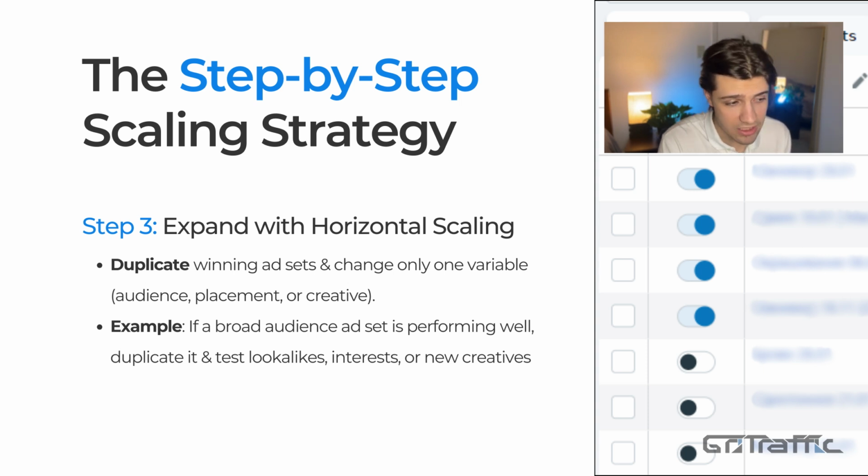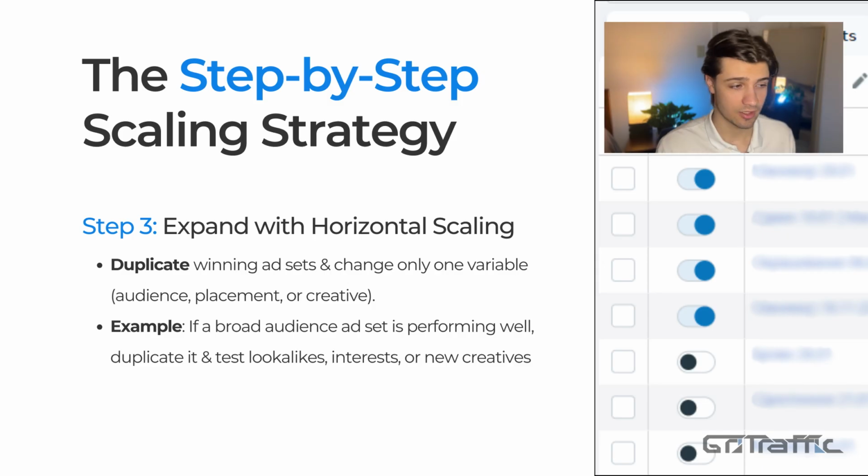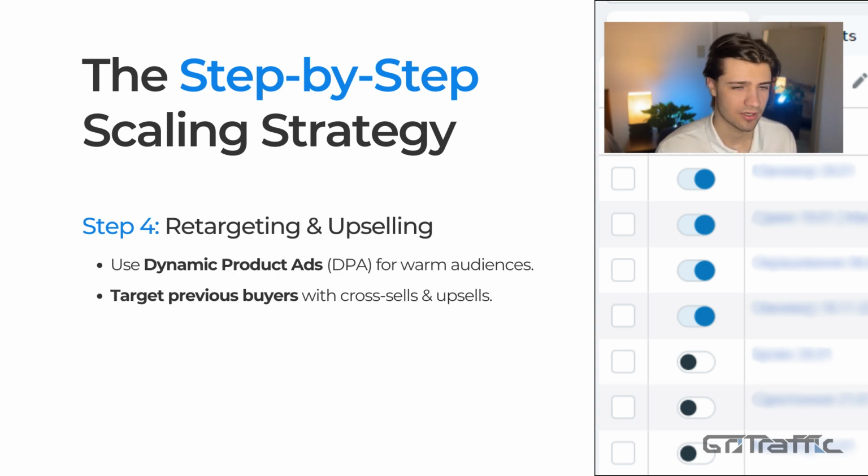Expand into new placements. If you're running only Facebook feed ads, try Instagram Reels, Stories, Messenger ads, Audience Network for more reach. As per my experience, I prefer Facebook Advantage placements, which makes it easier and more effective for me, but that's up to you. And by scaling horizontally, you spread your risks across multiple audiences and creatives, which keeps your ad performance stable over time. So the step 4 is retargeting and upsells to maximize profits.